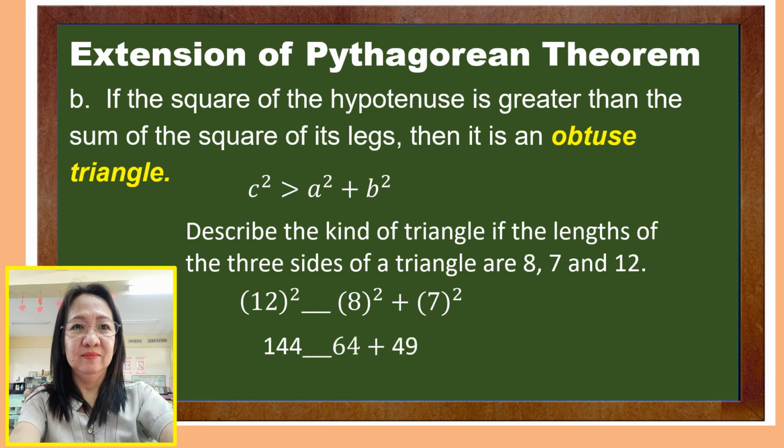So the square of 12 is 144. The square of 8 is 64. And the square of 7 is 49. Then adding 64 and 49 will give us 113. Now we can conclude that 144 is greater than 113. Therefore, it is an obtuse triangle.